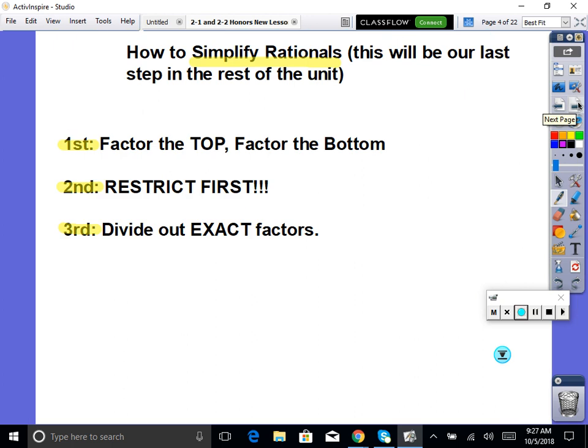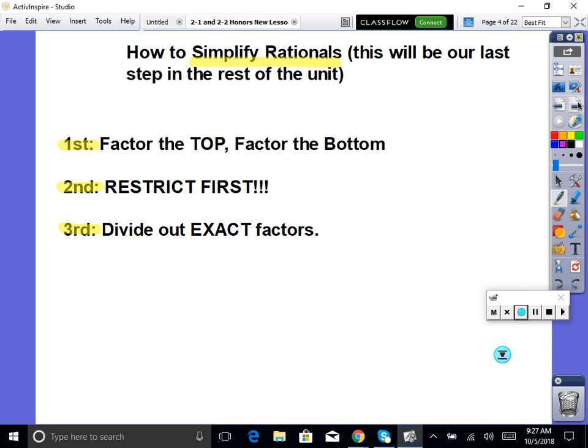Okay, here are the steps we take to simplify rationals. First, factor the top, factor the bottom. Restrict first, that is way important, and then divide. What happens is people get to the test, they don't restrict first, and then on every single problem on the entire test, they get a half a point or 1 point knocked off. Do you see how those can add up quickly? If you misunderstand one little thing, the whole test can be bad news, like your score can be bad news. So you've got to remember every little thing here: factor the top, factor the bottom, restrict first, and then divide out exact factors.